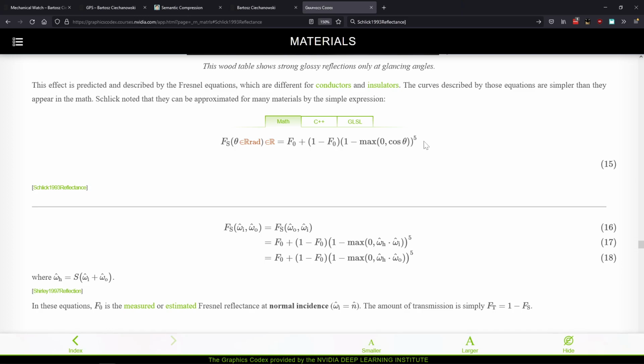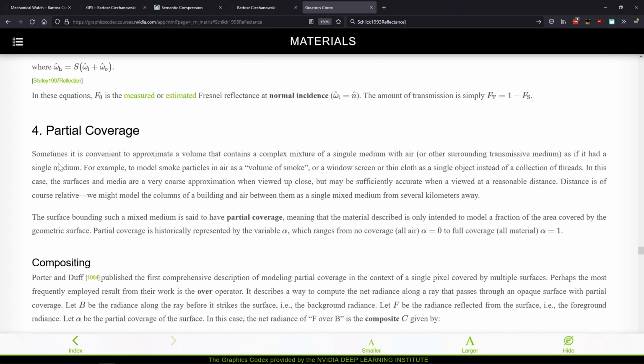Okay. But yeah. Partial coverage. Moving on.